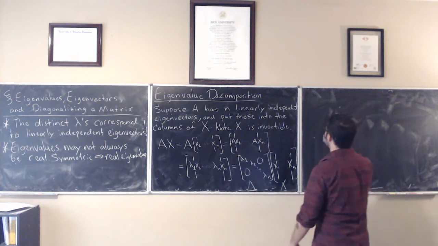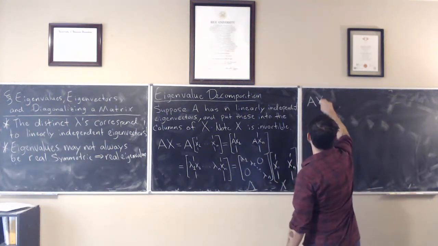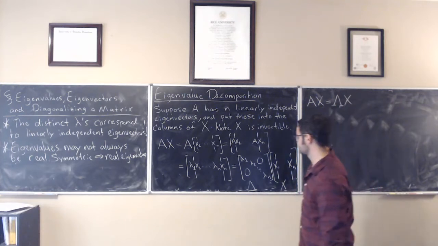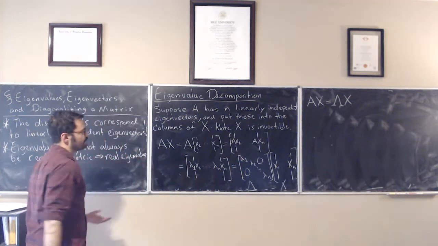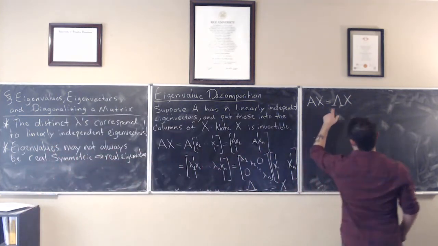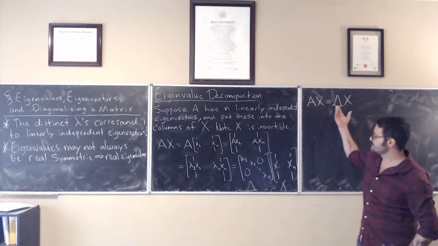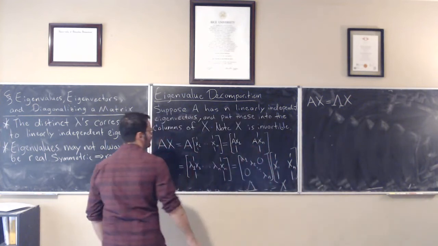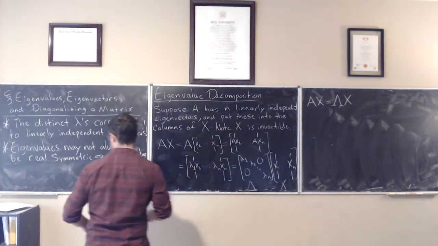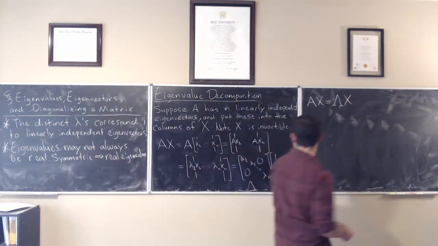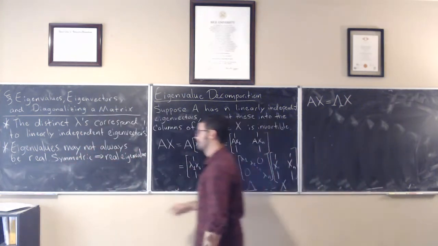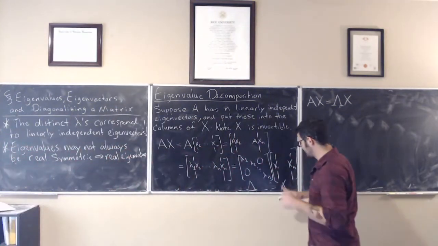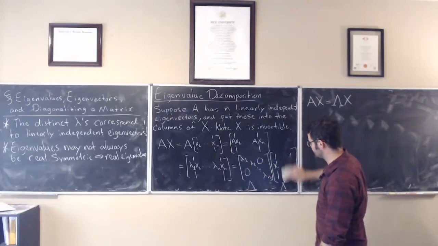So what do I have overall? I have that AX is equal to capital lambda X, which would make sense, right? A little x is equal to little lambda x, and we just put them all in matrix form. No, wait a minute. Something's off. Oh, I see what's off. Y'all should have caught me on that. This matrix product would not work out.